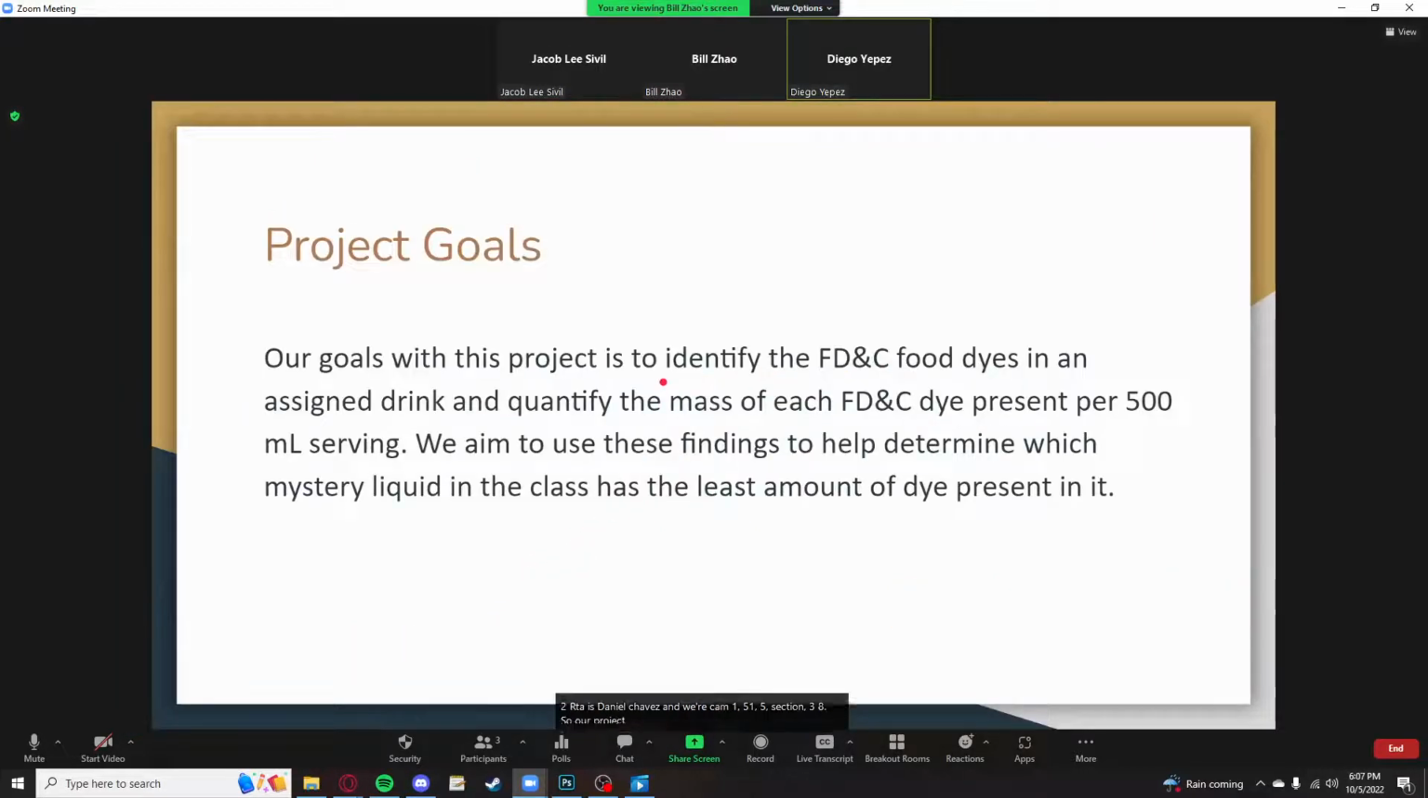So our project goal was to use a spectrometer to quantify how much mass is in 500 milliliter servings of a given mystery dye. For us, it was G10. So we had to figure out what dyes were in there and how much of each dye was in this mixture. And ultimately, we have to find out which of the mystery dyes in our class has the least amount of dye present in it.